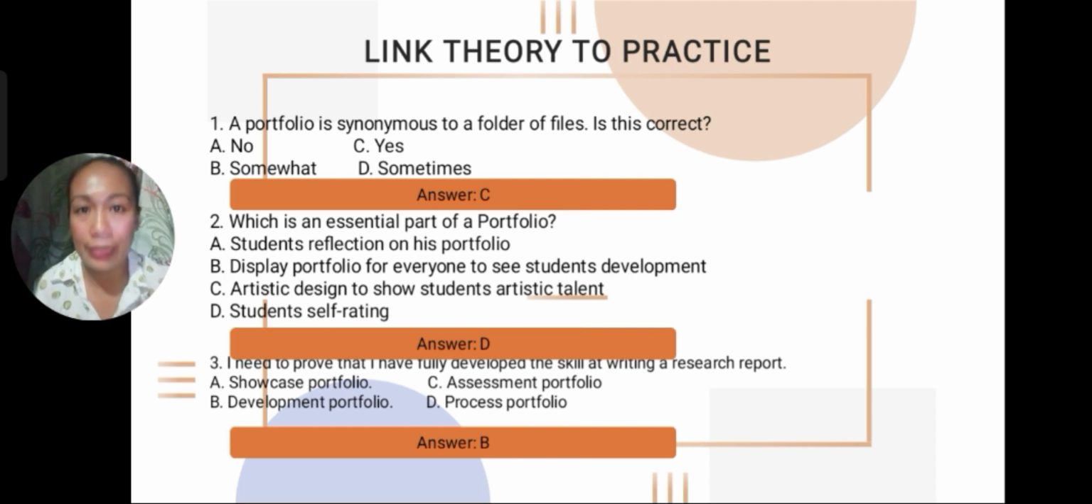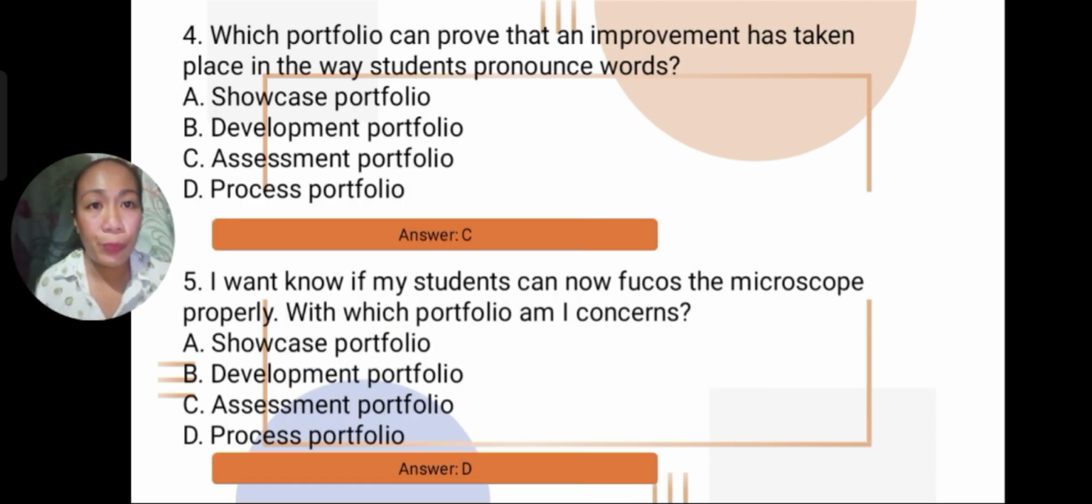The answer is letter P. Which portfolio can prove that improvement has taken place in the way students pronounce words? The answer is letter C.